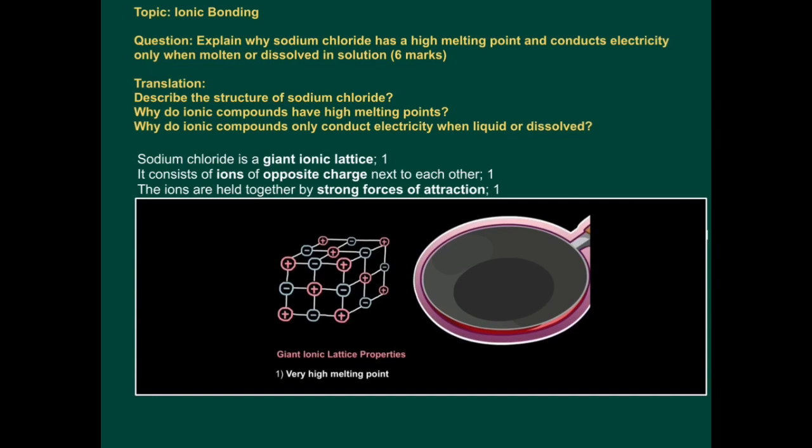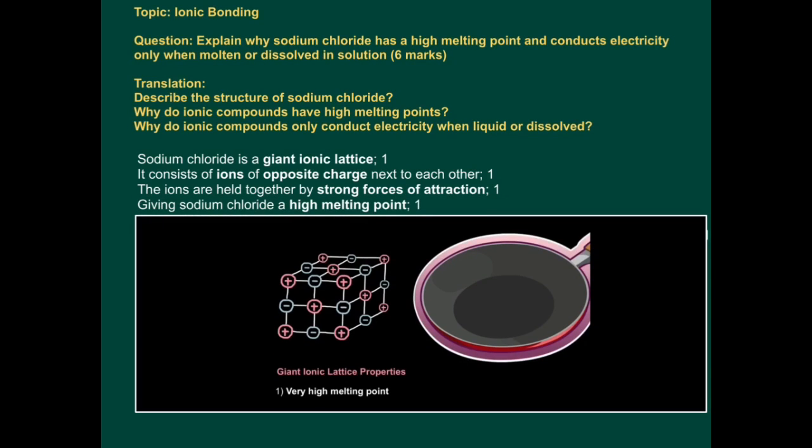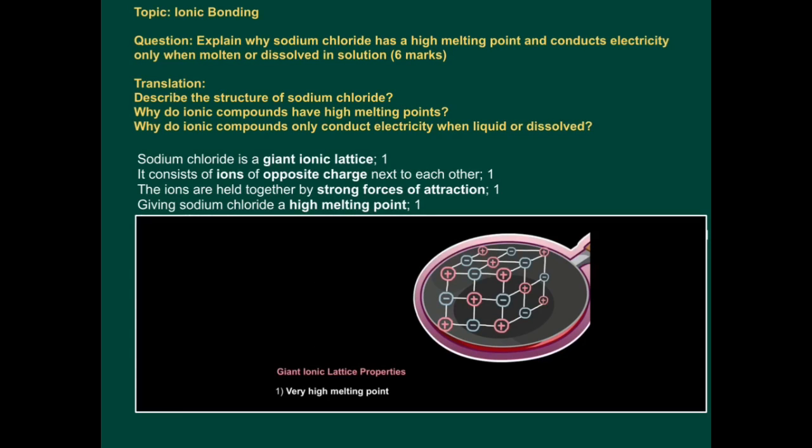Now I'm going to explain why it has a high melting point. The ions are held together by strong forces of attraction, and this gives sodium chloride a high melting point. You could try heating it up in a pan, but it would take a lot of energy to melt it, to overcome those forces of attraction and separate out the ions.